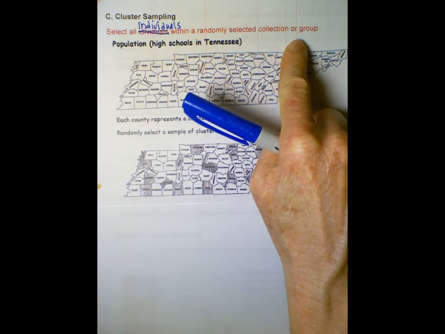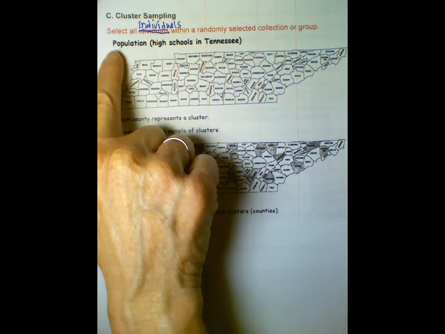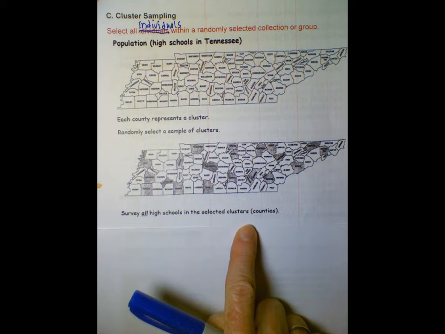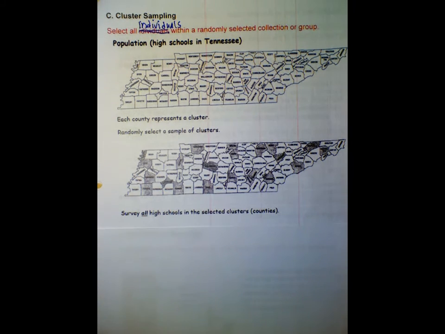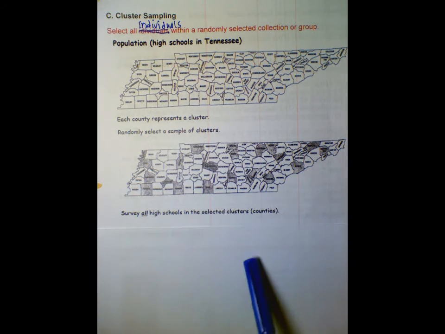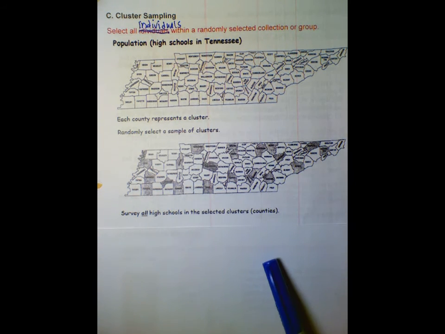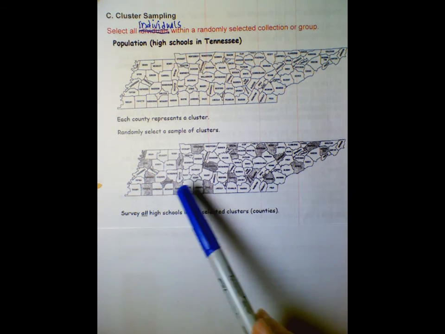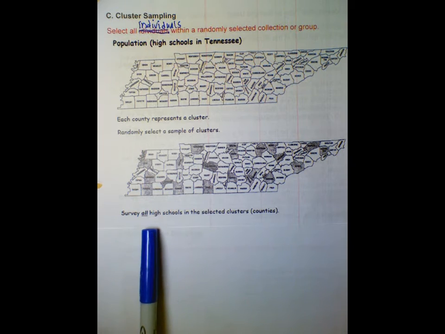So we randomly select our groups. We've randomly selected those counties, and then you survey all individuals, all the high schools in those clusters. So there's a difference between this one and stratified. In stratified, you separate by what they have in common: freshmen, sophomores, juniors, seniors, and then you pick a few from each. Here, we first pick the groups we want, and then we survey all.